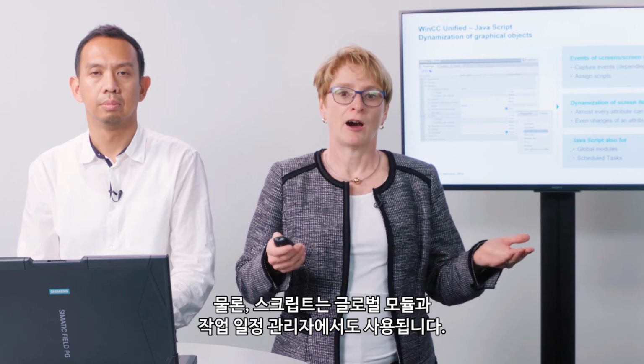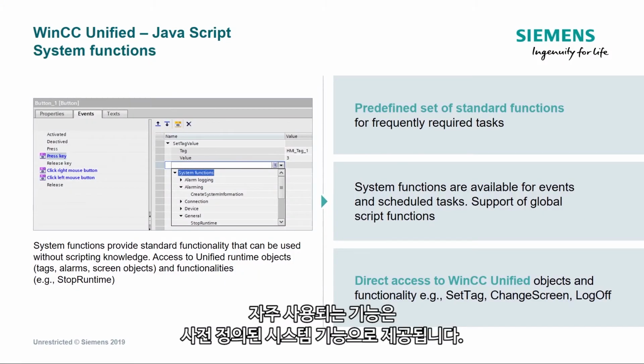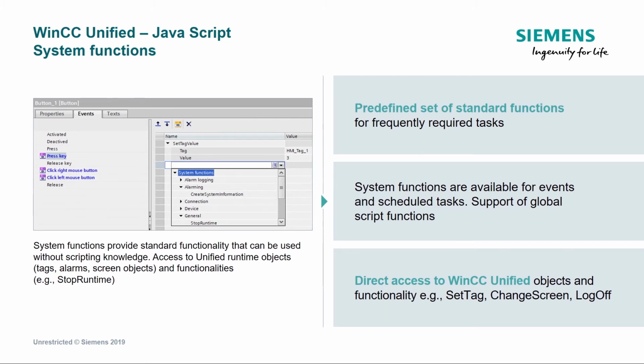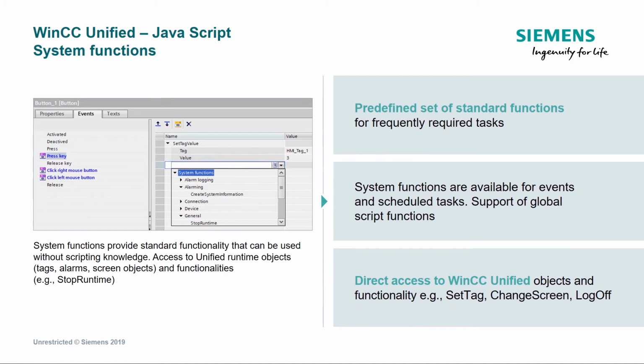WinCC Unified thus offers optimum flexibility. Naturally, scripts are also used for global modules and in the task scheduler. Frequently used functions are available as predefined system functions. Examples of this include the accessing of the object model of WinCC Unified, that is, changes to variable or access to alarm values.